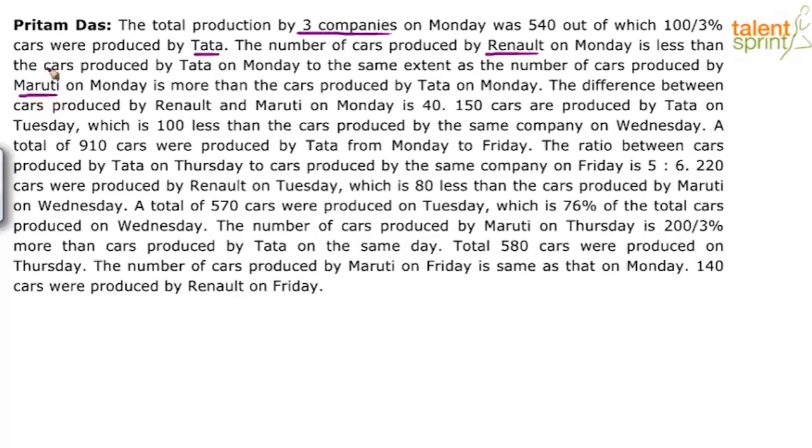So these are the 3 companies. The data is about Tata, Renault and Maruti, and he's talked about the number of cars produced on Monday, right? The total production on Monday was 540, of which 100 by 3, see 100 by 3 is 33.33%, which is like 1/3.